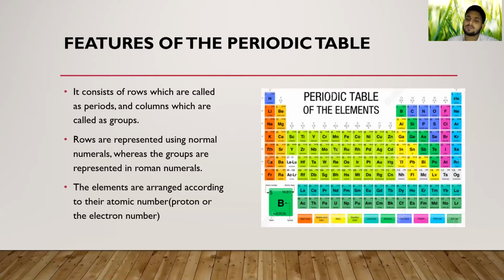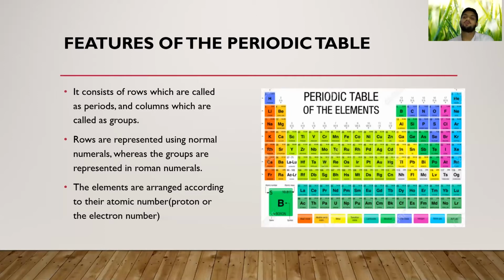Those are a few things you need to keep in mind, because they are really important. In a question, if they ask you which group a particular element falls into, and you say it falls into group 5 but unfortunately you have written the normal numeral instead of the Roman numeral, then you don't get marks. Those are small things you need to pay attention to. So that's about the rows and the columns.